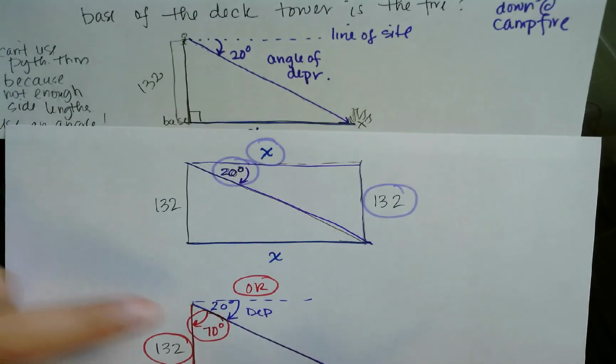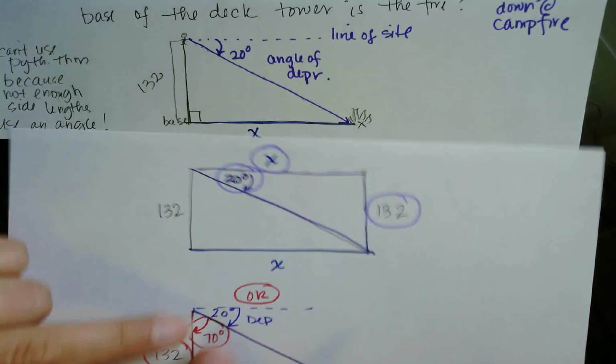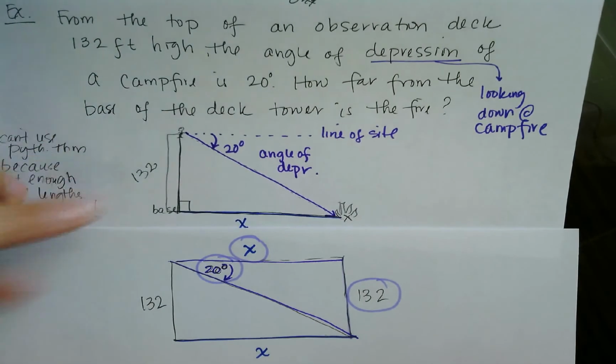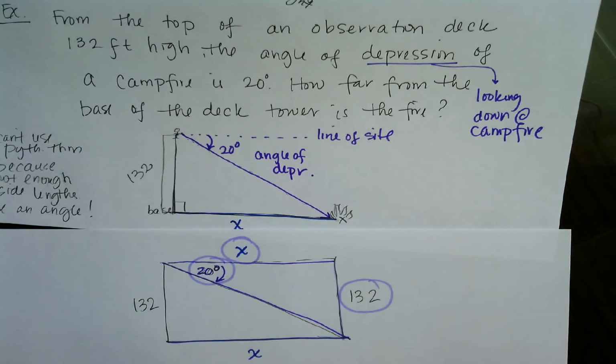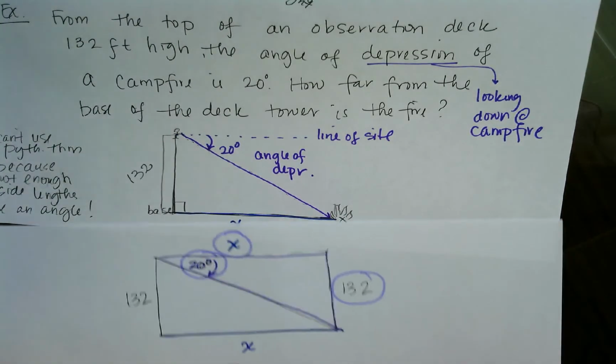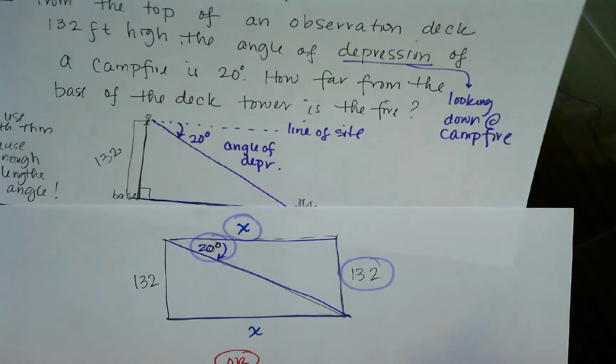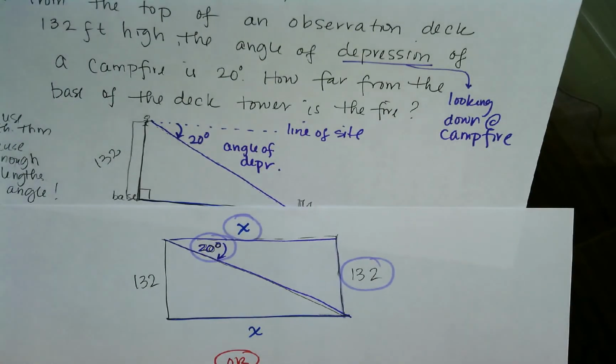The biggest thing is understanding that 20 degrees, that is your angle of depression, not the 70. Your angle of depression or angle of elevation is always made off of the line of sight and then looking down or looking up. So that's where you can't mess up at. Alright, I'm going to use the 20 degrees.